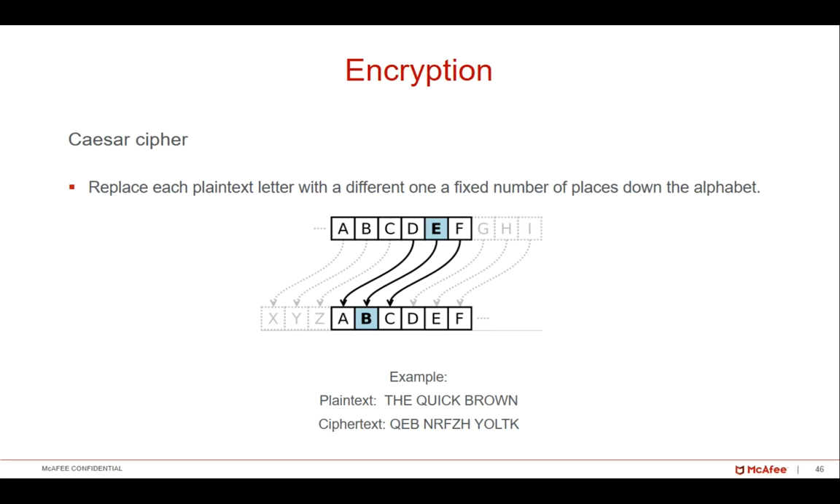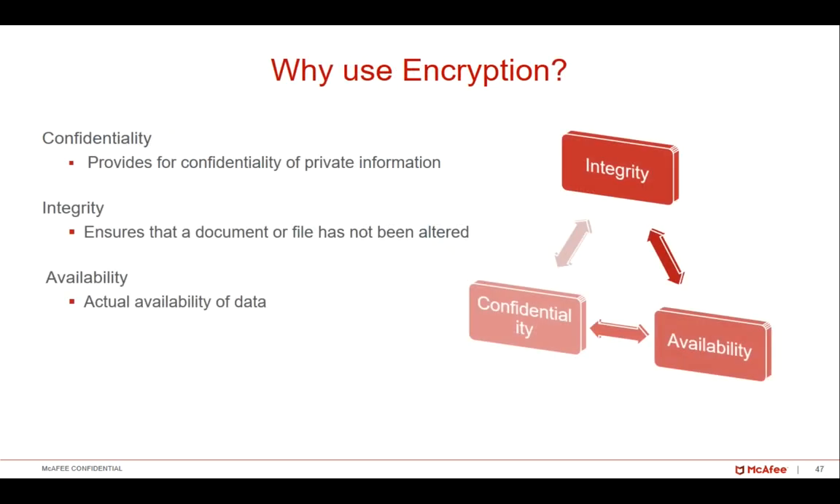The encrypted form of the information is called ciphertext. So when plain text is converted into ciphertext, it is called encryption. And when we do the opposite of this, it is decryption. Next.